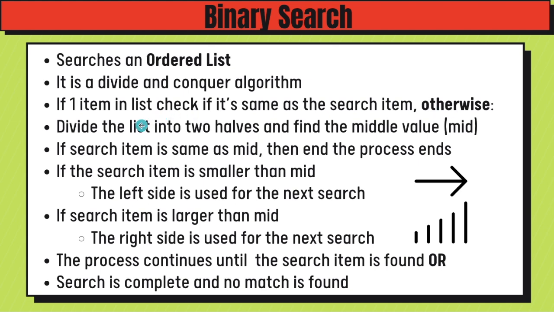Otherwise, it divides the list into two halves and finds the mid value. Now, if the search item is the same as the mid value, then again, the process ends. Otherwise, if the search item is smaller than the mid value, then the left side is used for the next search. And if it's larger than the mid value, then the right side is used for the next search. And this process continues until the search either finds the item or the search is complete and no match is found.